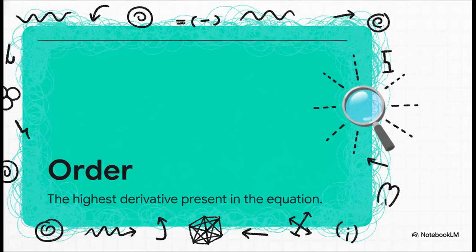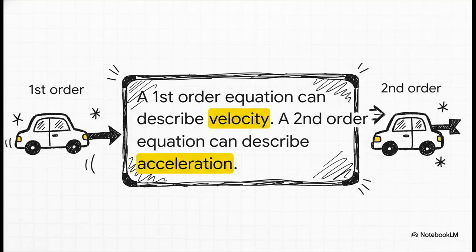Okay, next up, we classify them by their order. Now, I know that sounds super technical, but it's not, I promise. It's literally just the highest derivative you see in the equation. And the order is so important because it tells us how many layers of change we're dealing with. Here's a super simple way to think about it.